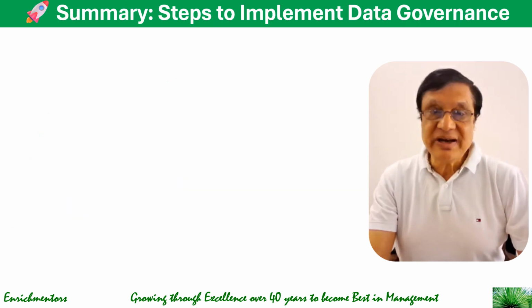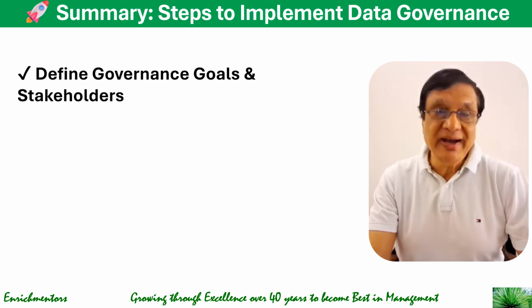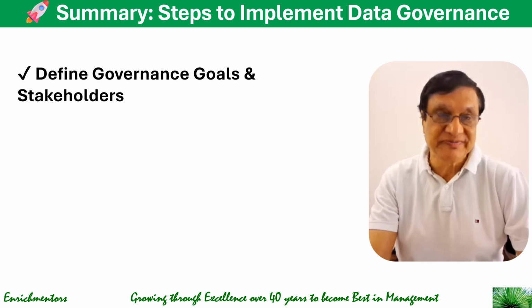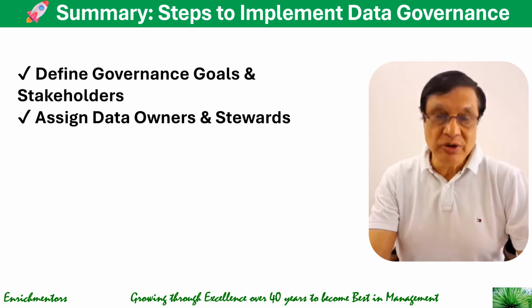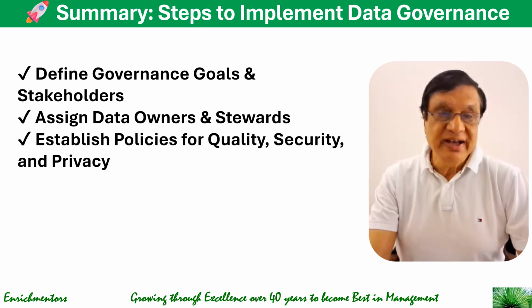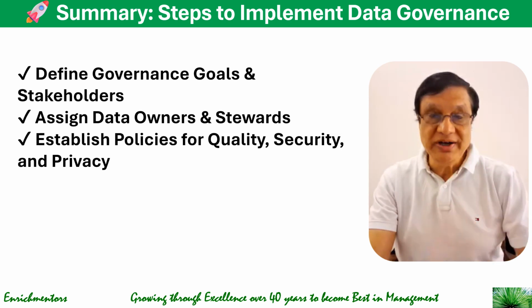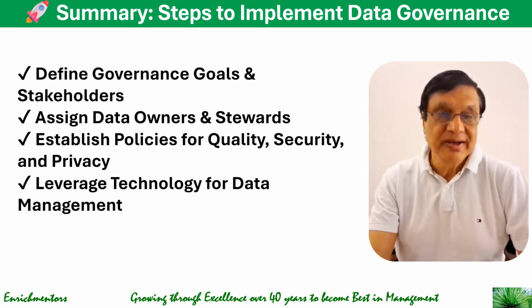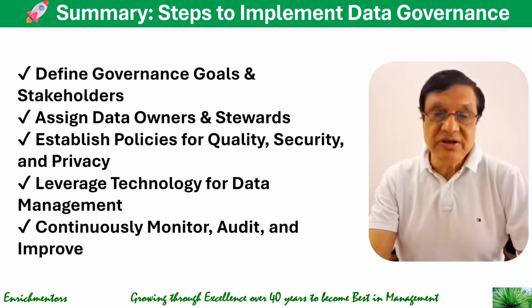So let's summarize the steps to implement data governance. The first step is to define governance rules, goals, and stakeholders. What do we want to achieve and who are the key players? Then you need to assign data owners and stewards. Then you need to establish policies for quality, security, and privacy, leverage technology for data management, and continuously monitor, audit, and improve. Those are the steps that we looked at in this lecture to implement data governance.